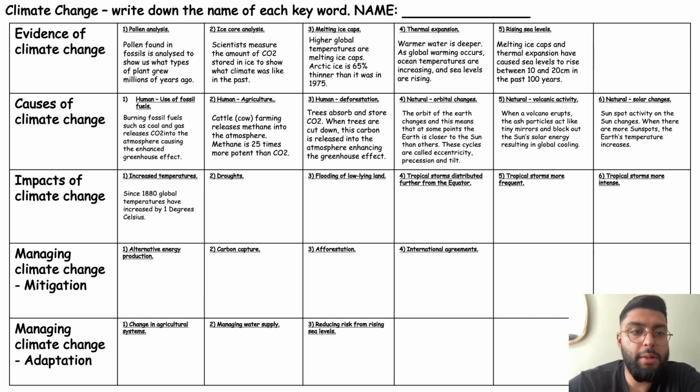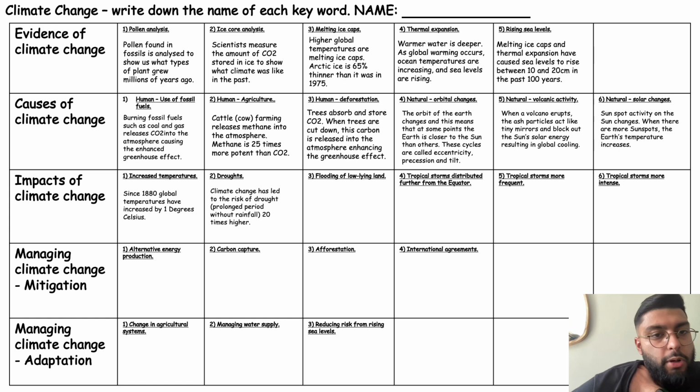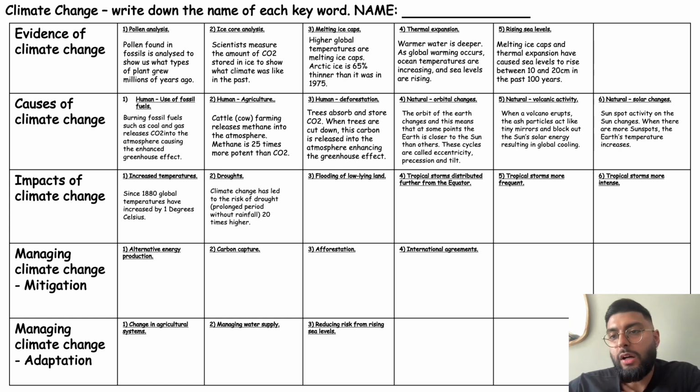Well, the first one is increased temperatures. Since 1880, global temperatures have increased by 1 degree Celsius, and different parts of the world are experiencing that at different rates. For example, the Arctic is the fastest warming place on Earth. Also increased frequency and intensity of drought. Climate change has led to the risk of drought, which is a prolonged period without rainfall, so a very dry period, being 20 times higher. Again, that varies around the world, with some of the most intense droughts being around the equator and in the tropical regions. However, drought is something that affects countries as far away from the equator as the UK.